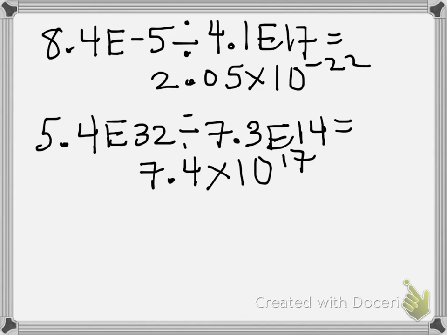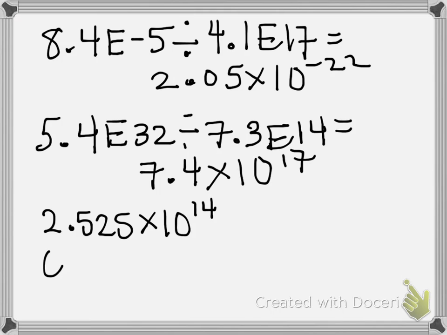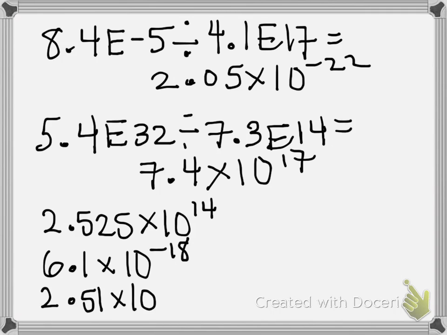For 13A, you should have gotten an answer of 2.525 times 10 to the 14th. For 13B, you should have gotten 6.1 times 10 to the negative 18th power. And finally, for 13C, you should have gotten 2.51 times 10 to the negative 33rd power.